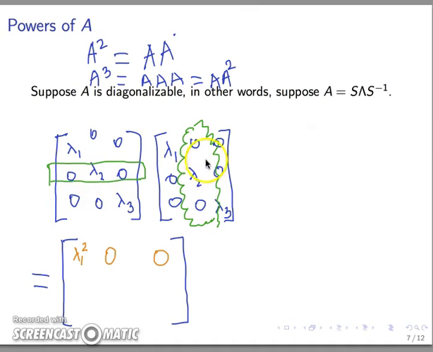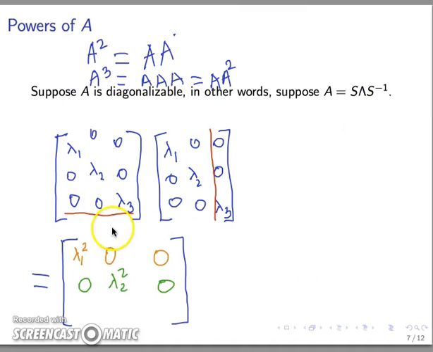Now multiplying row 2 by column 2 gives the entry at location 2, 2, which is 0 times 0 plus lambda 2 times lambda 2, so lambda 2 squared plus 0. If we multiply row 2 by column 3, we obtain 0, and if we do the same by column 1, we obtain another 0. Then multiplying row 3 times column 3, we get 0 plus 0 plus lambda 3 times lambda 3, which gives this entry here, lambda 3 squared. And it's easy to see that the other entries are 0.